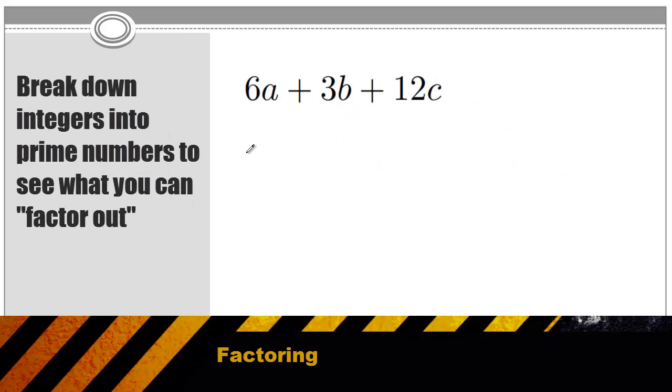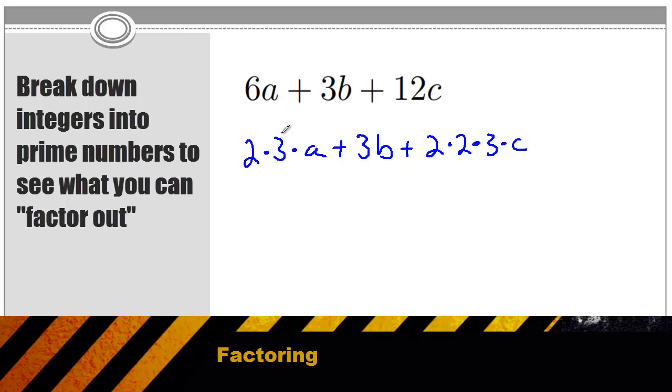Sometimes when you're factoring whole numbers, you'll have to break down those numbers to truly see what you could factor out. For example, 6a, you could rewrite that as 2 times 3 times a. 3b, well, because 3 is prime, you really can't break that down anymore. So that just stays 3b. But 12c, you could break that down into 2 times 2 times 3 times c.